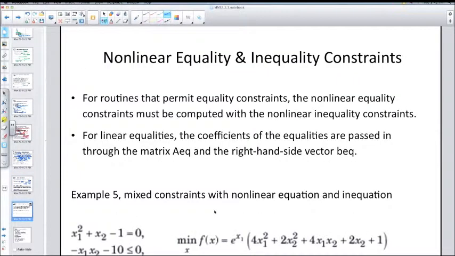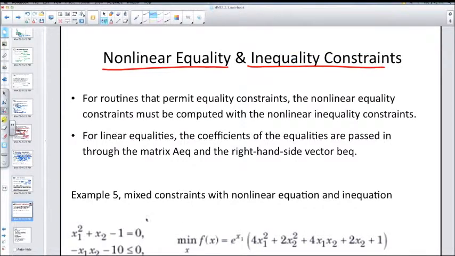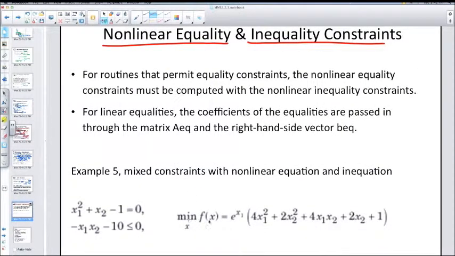The last thing, how about when I have both a nonlinear equality equation and inequality constraints? If you have both of them mixed, the best way is to change all of them into the nonlinear form, and you can put them together. For the linear one, I talked about this a little bit. I'll let you read it by yourself. Just look at one more example.